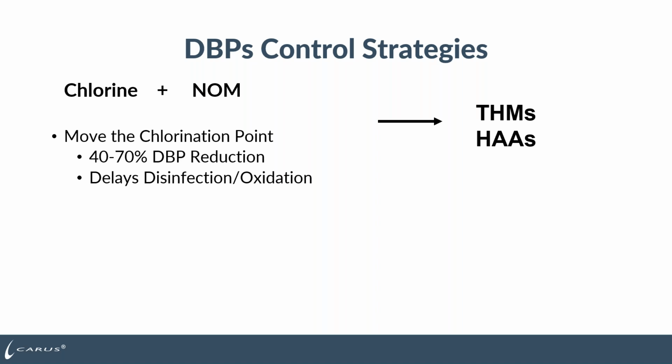And you have multiple options to choose from there, but just moving that chlorination point from the raw water at the front of the plant to just before the filters or just after the filters, depending on your state regulation, usually can give you a very large reduction in disinfection byproducts. Typically as much as 40 to 70% some plants have seen over the years based on just moving that chlorination point.